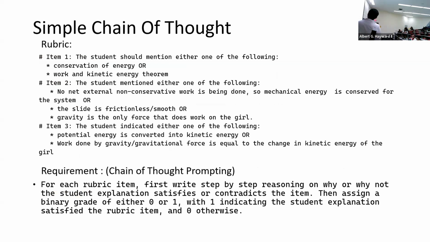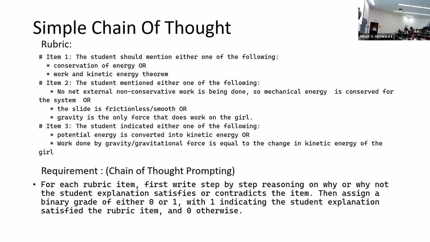All right. So first round, we just gave it the rubric that we gave to humans. And then we used a technique in prompting GPT, which is just talking to it, called chain of thought prompting. Chain of thought prompting basically just means telling GPT: phrase your rubric item, first write step-by-step reasoning on why or why not the student explanation satisfies or contradicts the item, then assign a binary grade of 0 or 1.